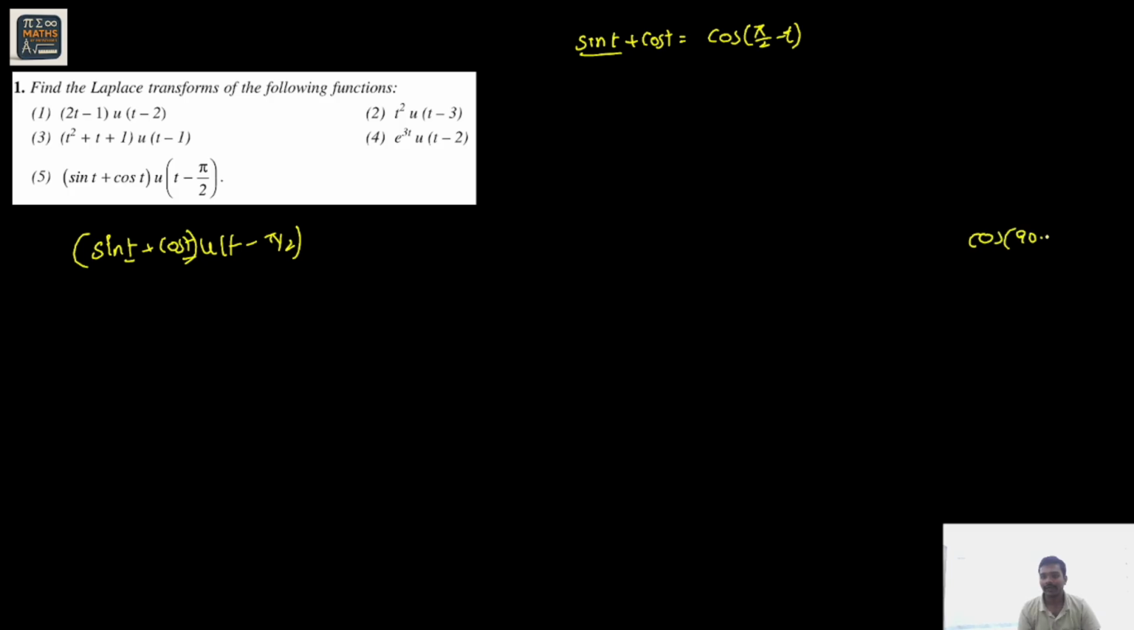cos of 90 minus theta is equal to sin theta. Next, cos t plus sin of pi by 2 minus t. We can write sin of 90 minus theta as cos theta. By using this, we write this term as cos of pi by 2 minus t and sin of pi by 2 minus t.